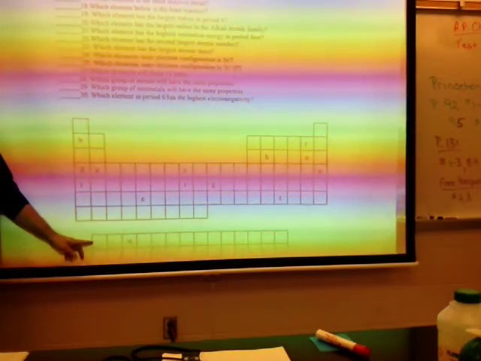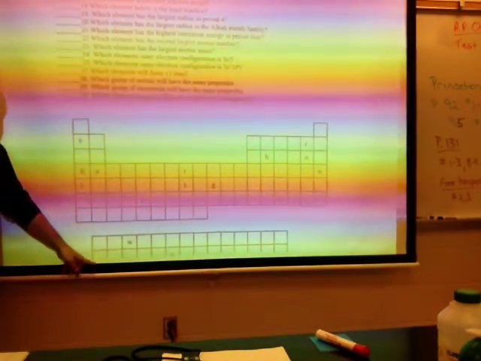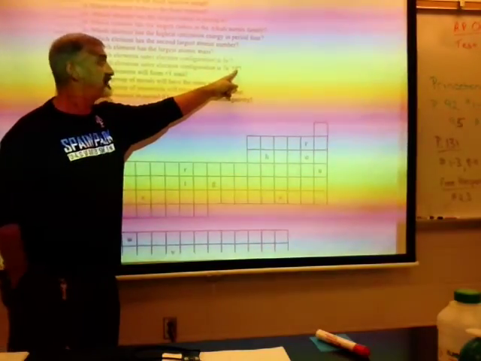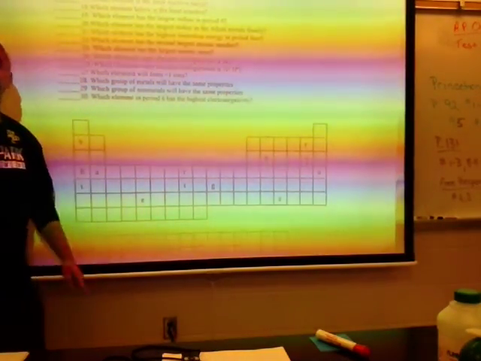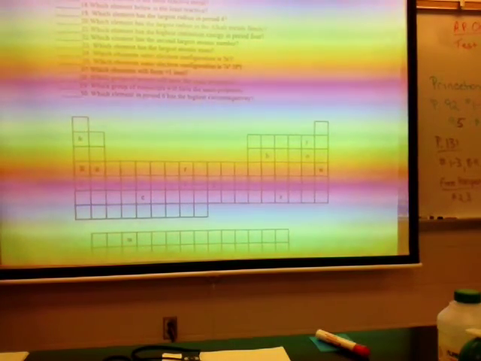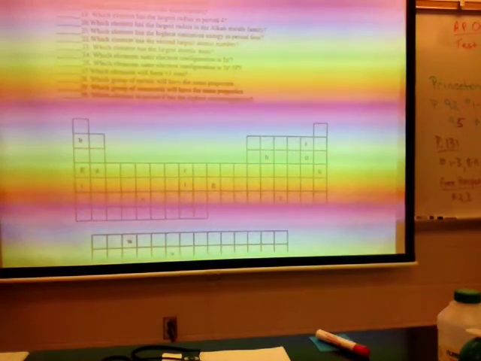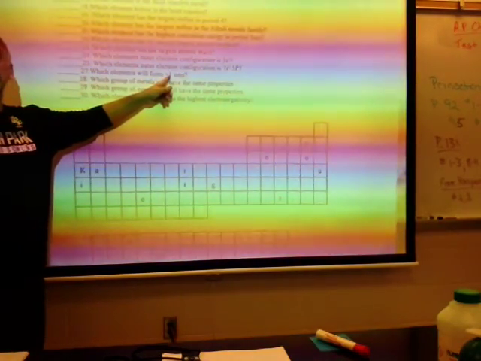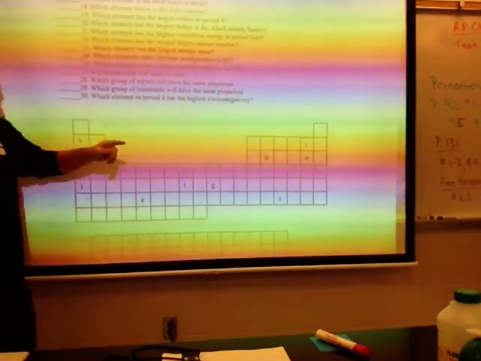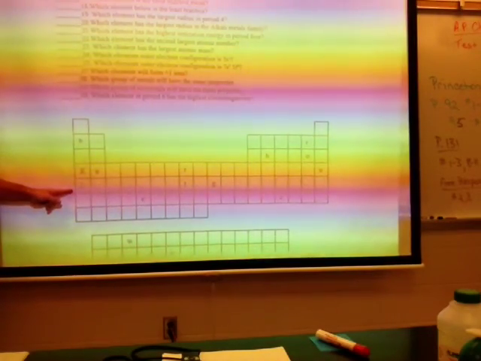Okay, so this is your f section. Remember, this is 4f, this is 5f. So you can just look at 5f6 and say, okay, 4f, 5f, it's in the 6th column, it's down here, it's V. And then last, coming in, which elements will form +1 ions? B, K, and I.